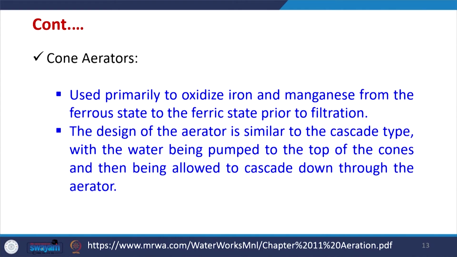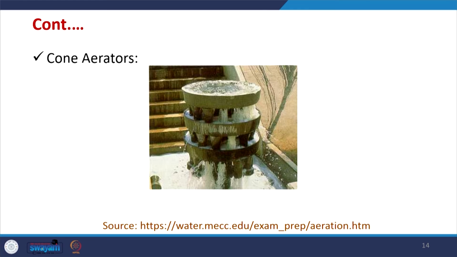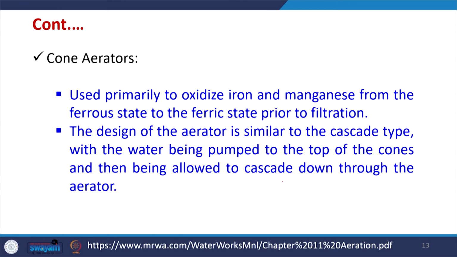Then the second type is called the cone aerator. You can see a cone aerator here, and some of its important characteristics are given here. This is used primarily to oxidize iron and manganese from the ferrous sulphate to the ferric sulphate state prior to filtration. So, this is commonly used for oxidizing iron and manganese.